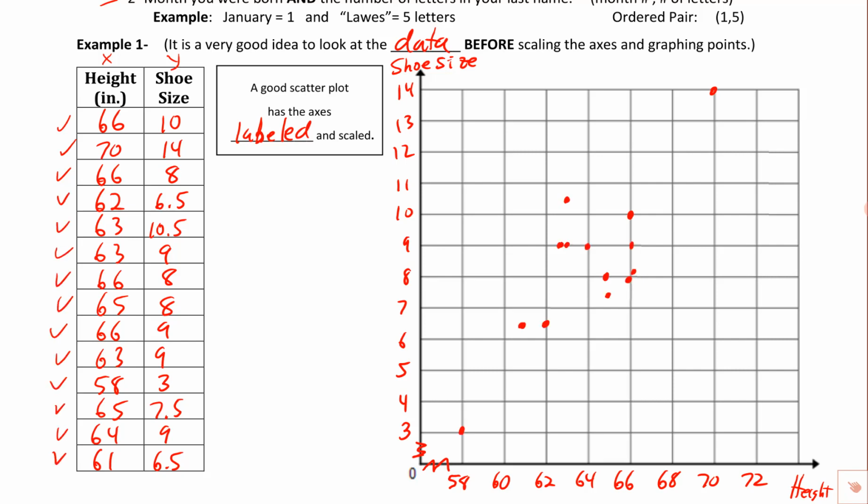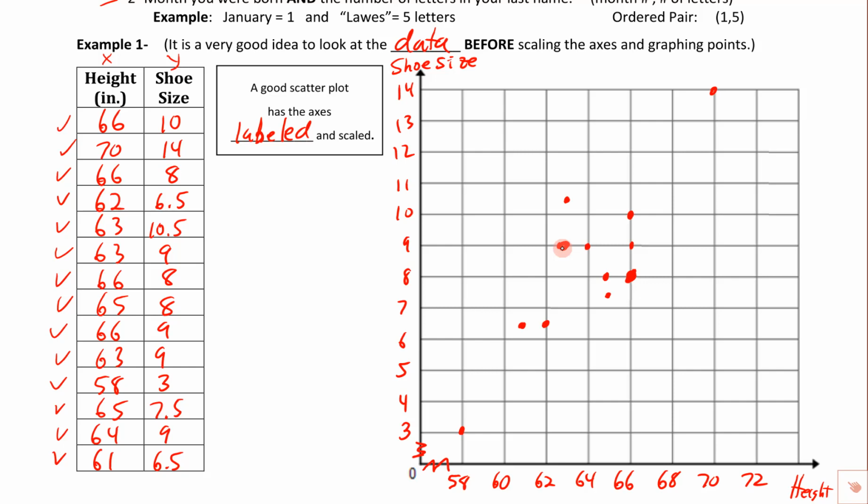Okay, I'm back. I've got all of those graphed. A couple of things I noticed is we had two that were 66 inches tall and 8. So what I did is I just put two dots right next to each other. Another thing that you could do is you could just make a big fat dot there. Same thing happened with 63 inches tall and 9. I put them two next to each other. We could just do that. Totally fine either way, as long as you've got those data points plotted on there.